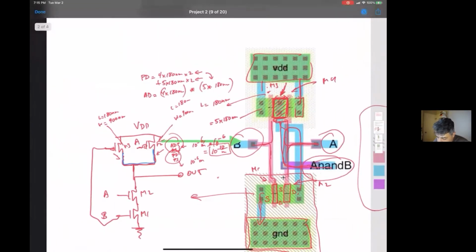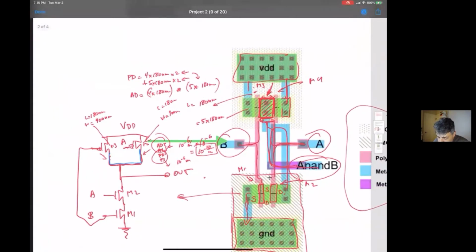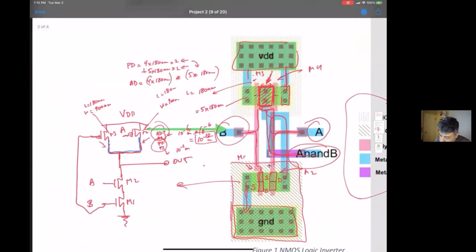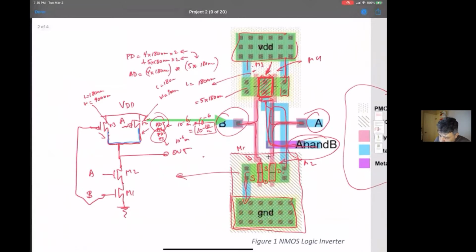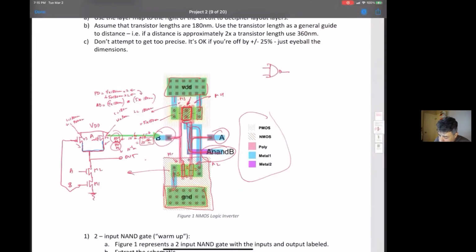Okay, and then finally, once you've extracted this, you'll do an FO4 simulation. And the way I would do it is, it doesn't matter what you tie this input to. You could either tie it to ground or VDD. But you want to basically drive 4 other guys like yourself.